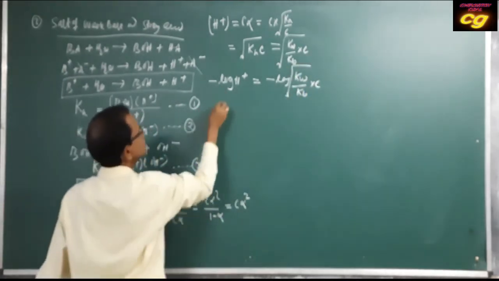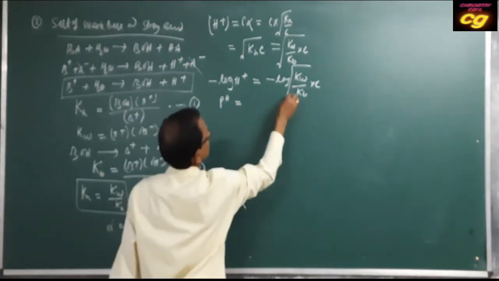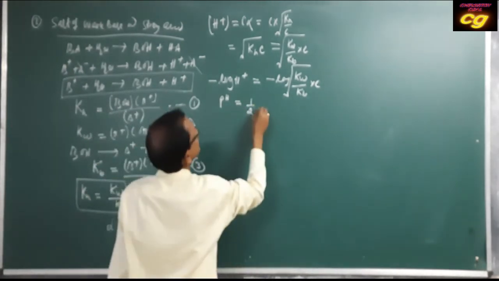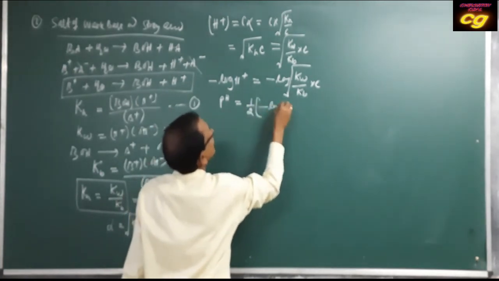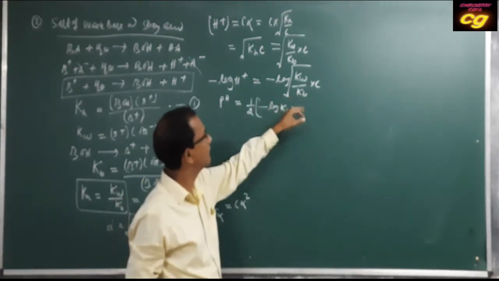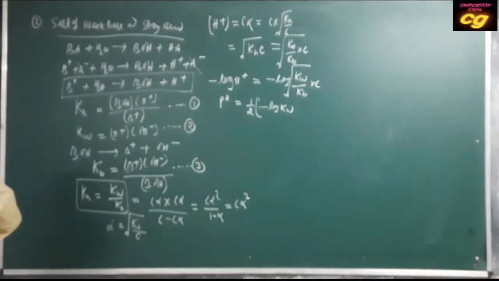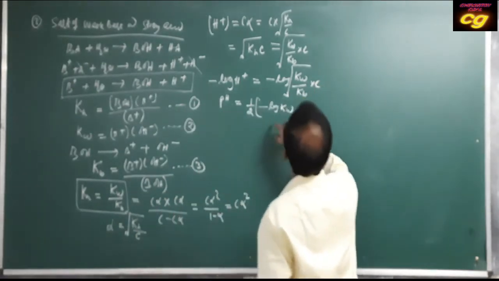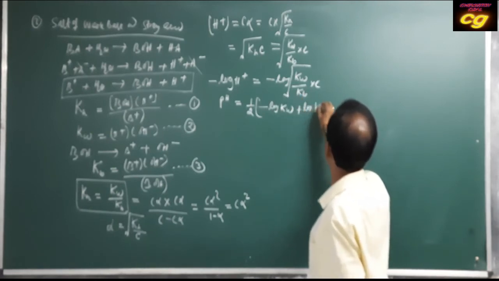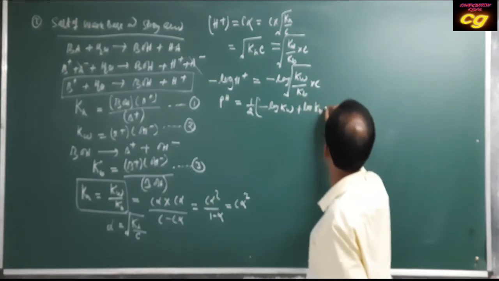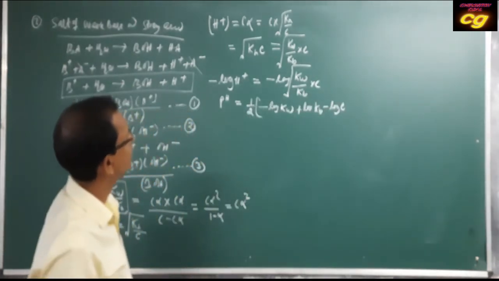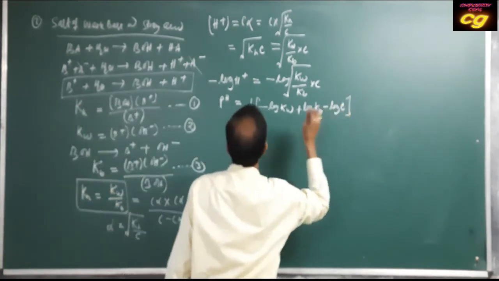Then minus log H plus is equal to pH. If you take the square root, the half will come outside, then half, then minus log Kw by Kb into C. Here it will be minus log Kw, here it will be plus log Kb, then minus log C.